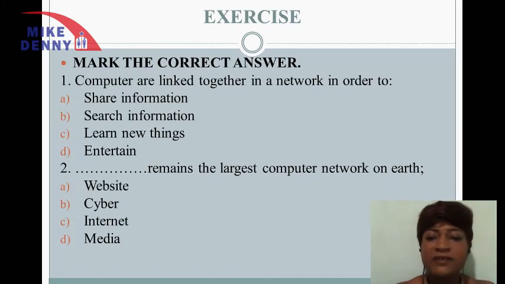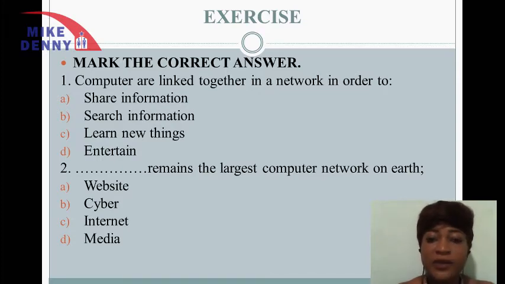Now you have listened to the text or the passage. This is the exercise we have to do, and we are going to mark it together. Mark the correct answer.